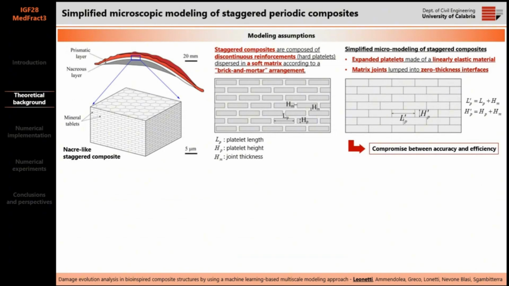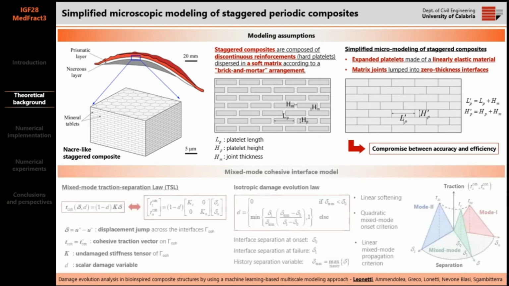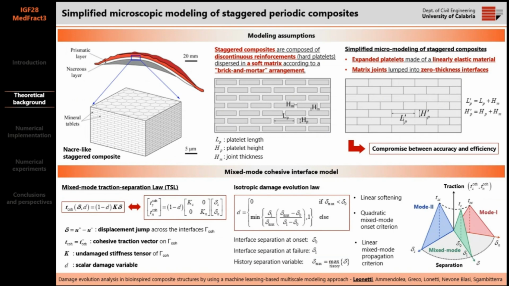So this is an example of microscopic modeling of nacre-like structures. Here we will model such material as a staggered composite composed of discontinuous reinforcement in the form of hard platelets embedded in a soft matrix according to a brick and mortar arrangement, so a masonry-like arrangement. In particular, a simplified micromodel will be considered with expanded platelets and matrix joints lumped into zero-thickness cohesive interfaces. These embedded interfaces are equipped with a traction separation law, which accounts for fracture onset and propagation under mixed mode loading conditions.